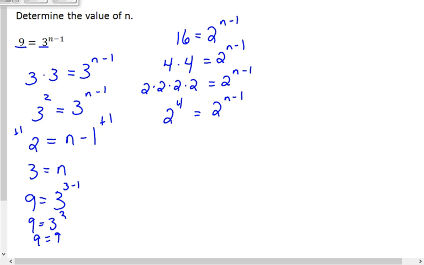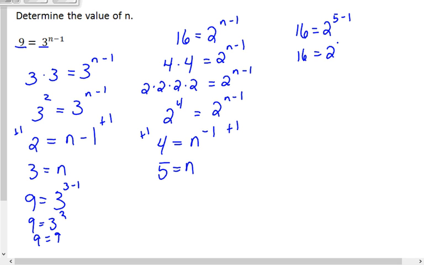Now we have the same base, which is 2, so we can set our exponents equal to each other and then solve. So we'll add 1 to this side, add 1 to this side. n would equal 5. We can substitute that back into our original equation and see if that equals 16, and it would. So 16 would equal 2 to the power of 5 minus 1, which is 2 to the power of 4, which is 16. Okay, so just a little refresher for any of you who may have needed that.